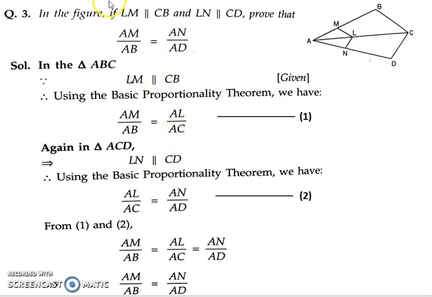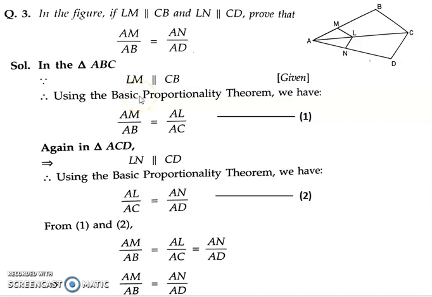Question. In the figure, LM is parallel to CB and LN is parallel to CD. First understand which lines are parallel to each other. You have to prove AM by AB is equal to AN by AD.